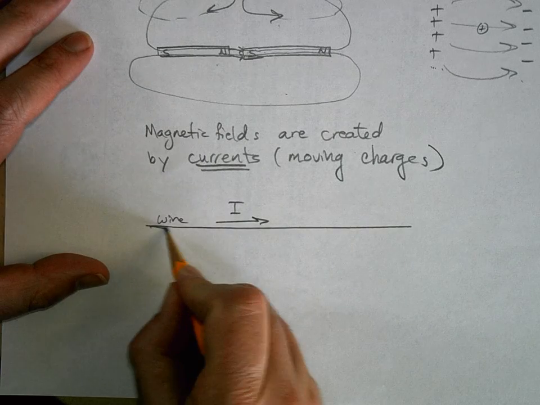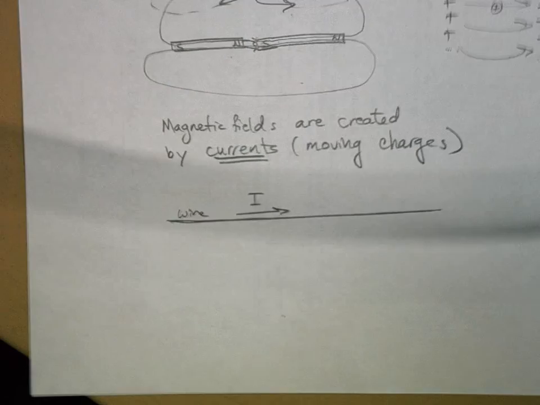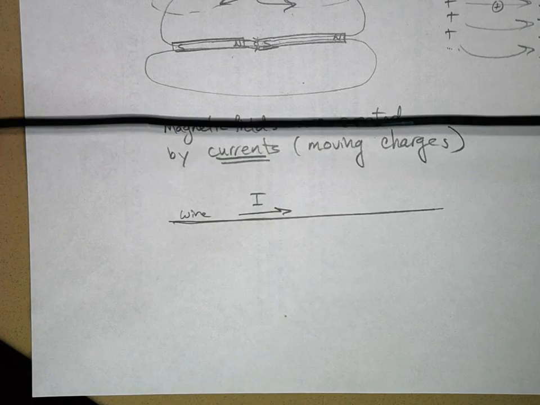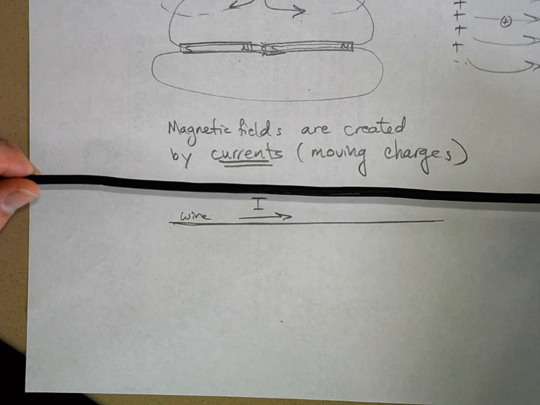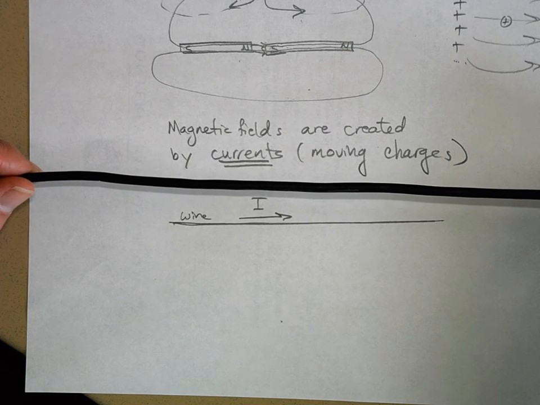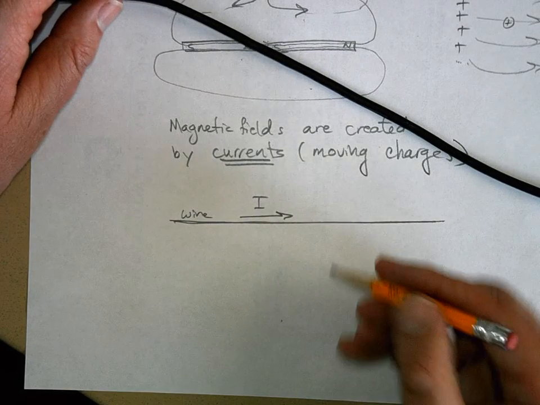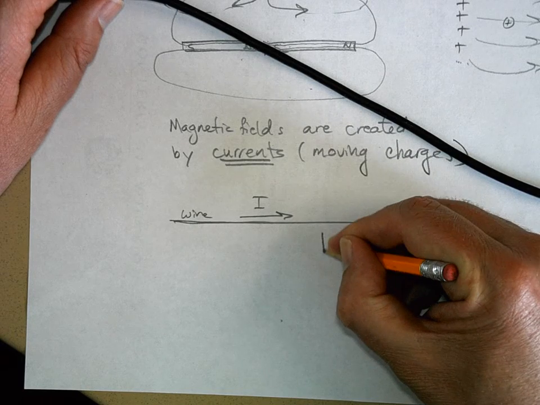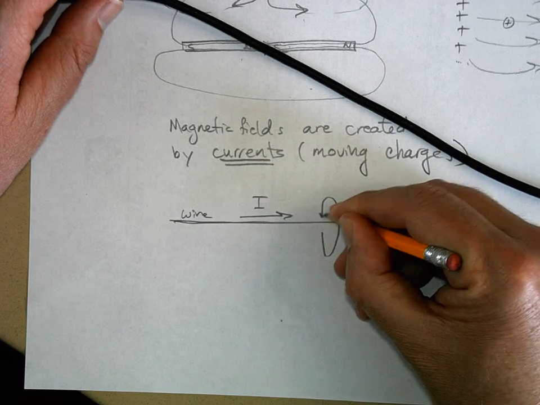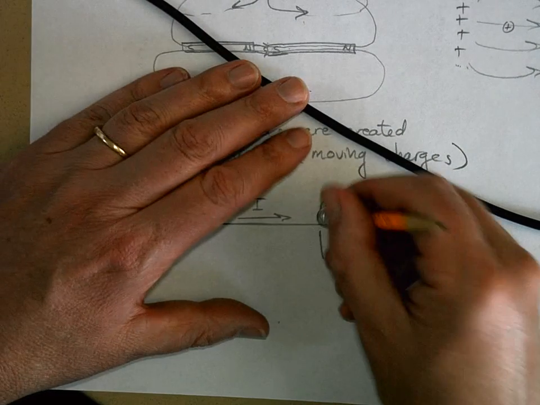Here's our wire. Now imagine this wire has current flowing through it to the right. Well, if that's true, there will be a magnetic field around it. And here's what the magnetic field looks like. It makes a circle around the wire that looks like that. This break in it means it's behind the wire. Now, oh, I drew it the wrong way. I can't believe it.